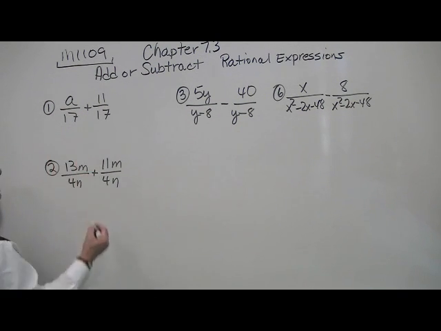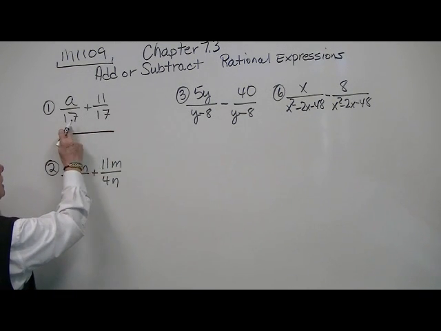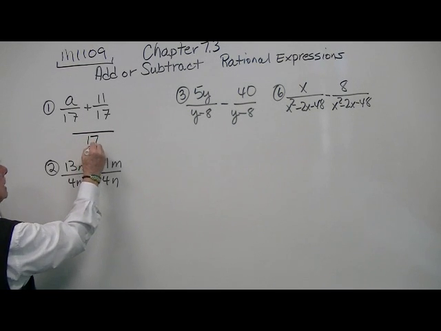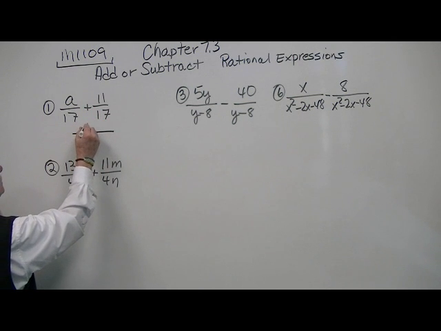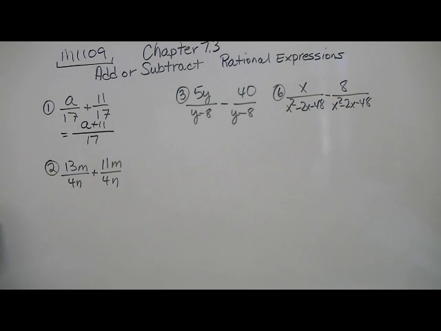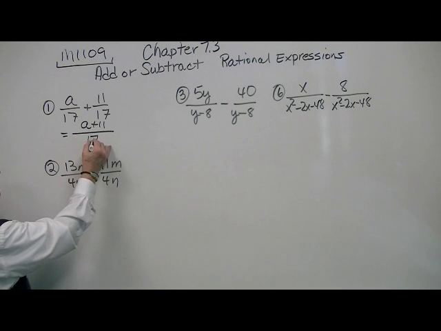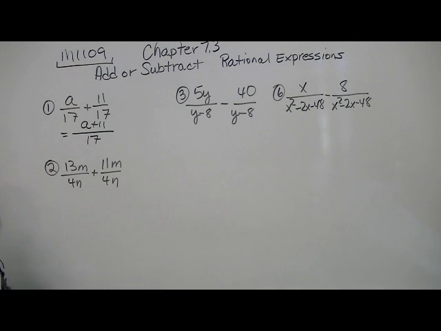Now here our denominator is the same, and what I want to try to show you is a strategy for doing these. Common denominator will be 17, and then now we just add our numerators. So when you are adding fractions whose denominators are already the same, you just put your numerators as a sum over your common denominator.